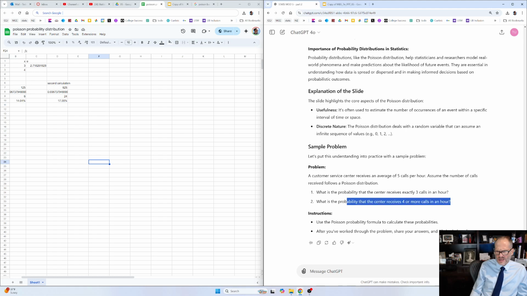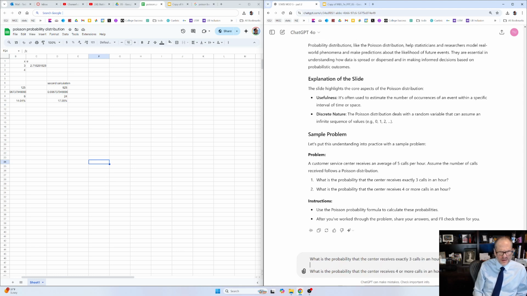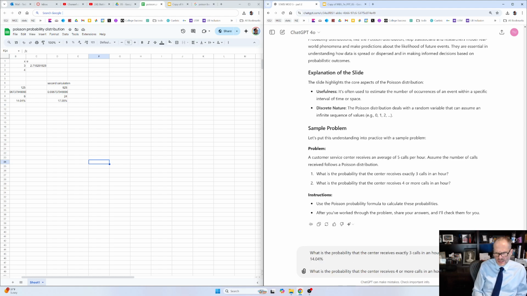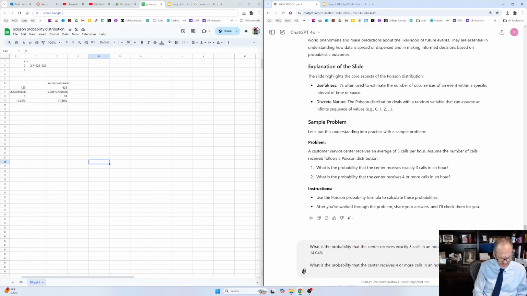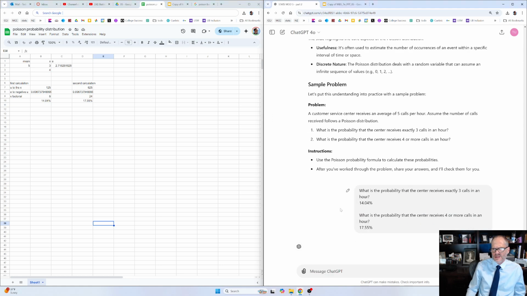So I'm going to just copy these, Control C, and put that here. And I'm going to put here 14.04%. And here I'm going to put 17.55%. And you know what? I think we did everything right, but I don't know if this is correct. There's always a little uncertainty.